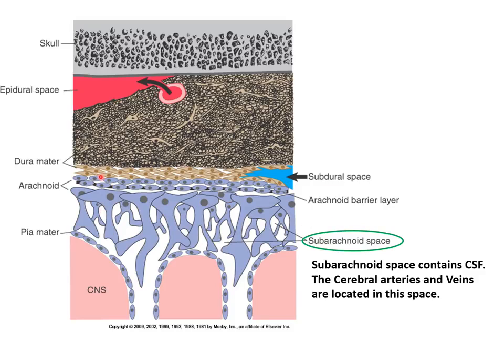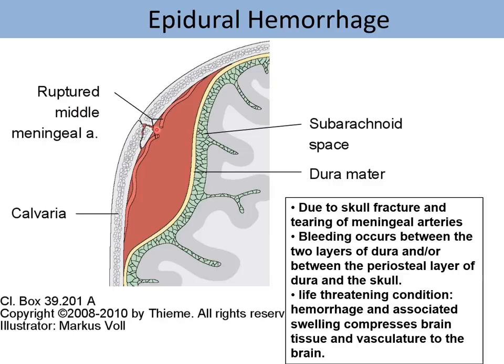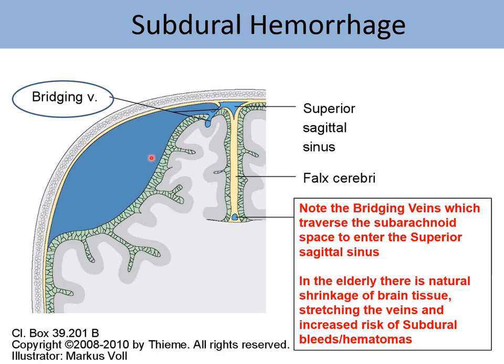Up above that, above the dura, you see the possibility of a hemorrhage into the epidural space from a vessel that travels between the bone and the dura. Here we see damage to a ruptured middle meningeal artery, and this produces an epidural hemorrhage, with the dura mater right here and the ruptured vessel and the skull just above it. Fractured skulls will produce some of that effect.